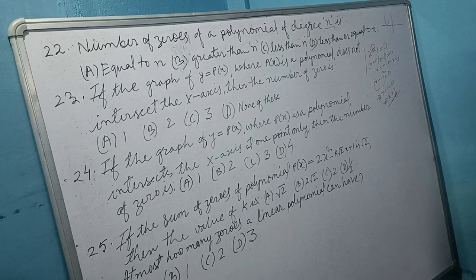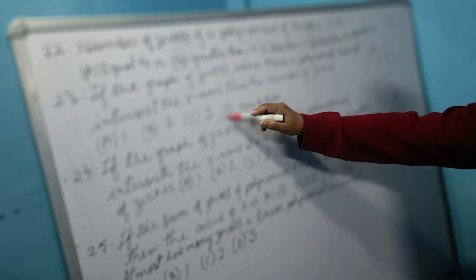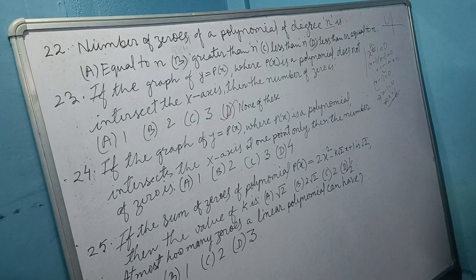In the book it is written none of the above, but I'm writing none of these, so that would be the answer here, because this will have no zero. In options, A is 1, B is 2, C is 3, and D is none of these. But as per our question, there should be no zero. Clear? So that's why none of these would be the answer.